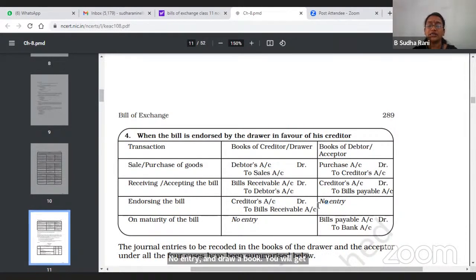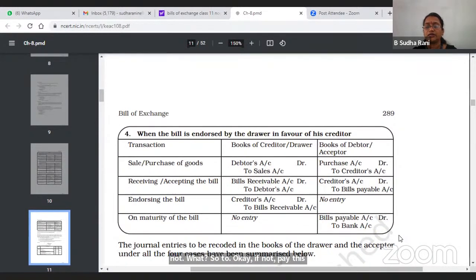Now the question is, what if the bill is not paid? I explained here all four situations when the bill is honored, met on the due date, or paid. So when the bill amount is paid by the drawee, we will write bills payable to bank. If not paid, what will we write? If not paid, this entry will change in both the books. So I'll show you that.